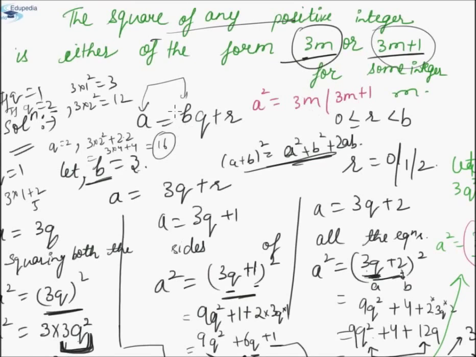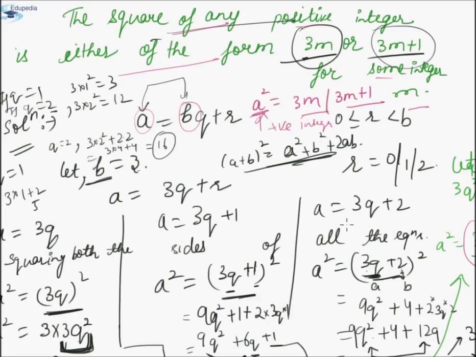Now friends, Euclid Division Lemma was applicable for two positive integers a and b. So a is a positive integer. Thus we can say that the square of any positive integer a is either of the form 3m or 3m plus 1 for some integer m, and hence the given question has been proved.